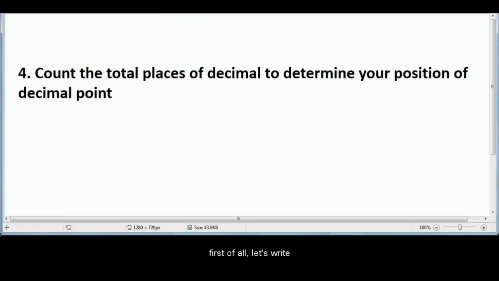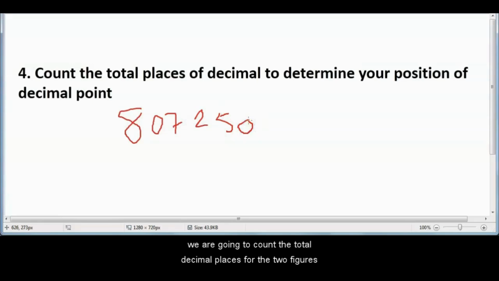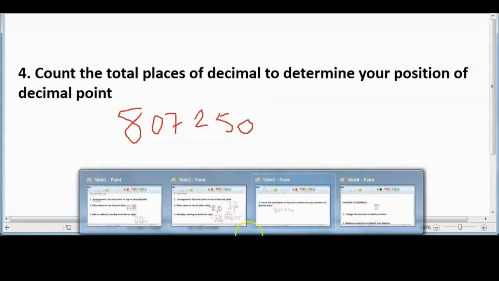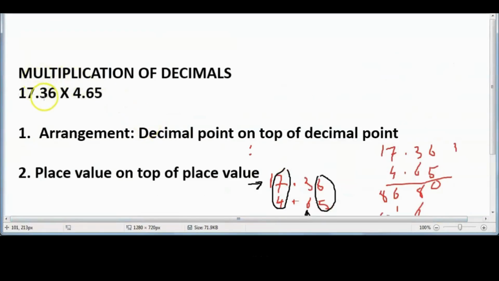So first of all, let's write our result here. Our result is 807,240. So we're going to count the total decimal places for the two figures that have been multiplied together. The two figures were 17.36 and 4.65. 17.36 has two decimal places. 4.65 also has two decimal places. So the two figures altogether have 4 decimal places.